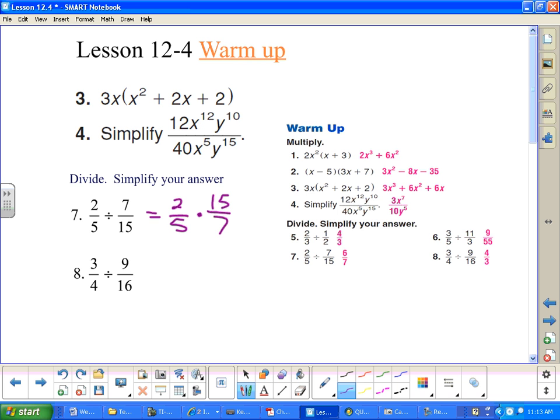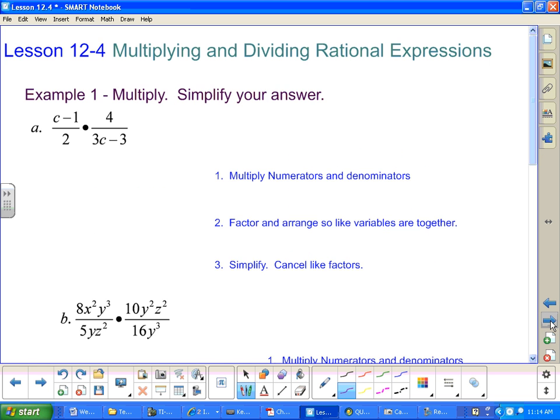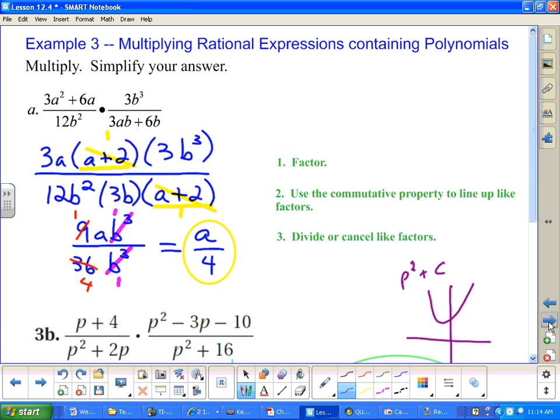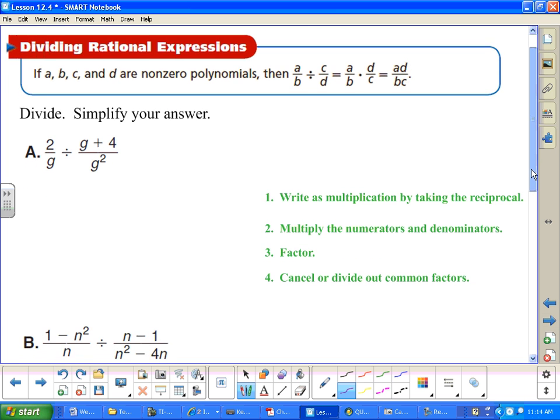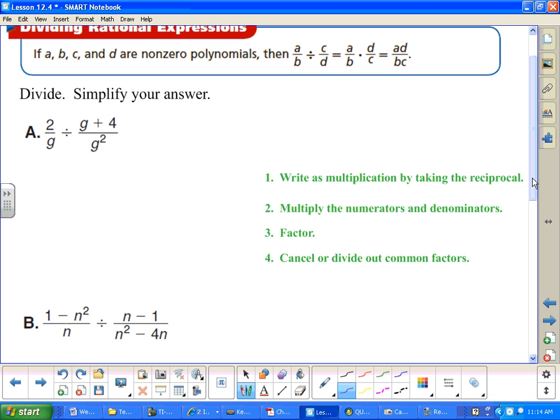So what's the little thing we do then? What do we call it? Copy, change, and flip. That's right. Okay, copy the first part, change the division to multiplication, and then take the reciprocal. So we're going to write it as a multiplication by taking the reciprocal. Then we'll do any factoring we need to do, and then we'll cancel or divide the common factors.